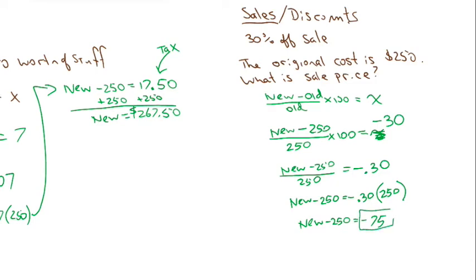What does the negative 75 represent? The discount. So you're saving yourself $75. Add the 250 across, and the new is equal to 175. And don't forget the dollar sign. So your sale price is $175. Original cost is $250. All right.